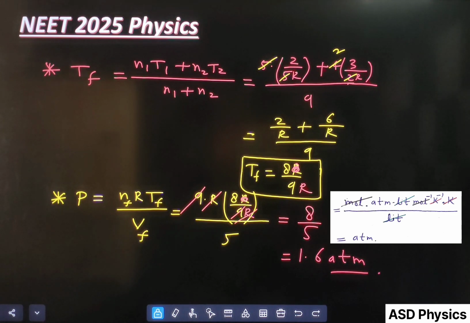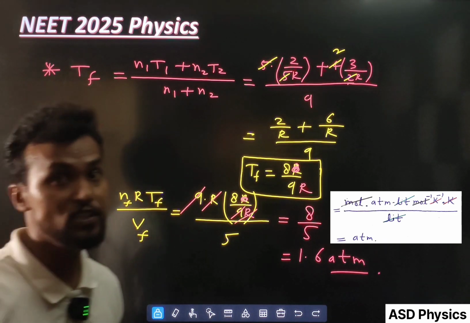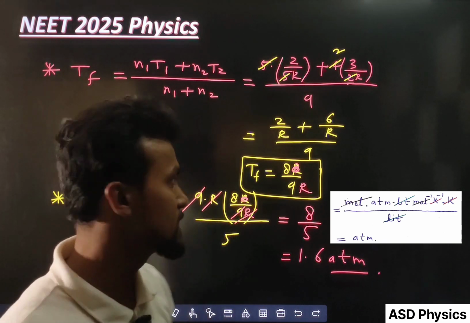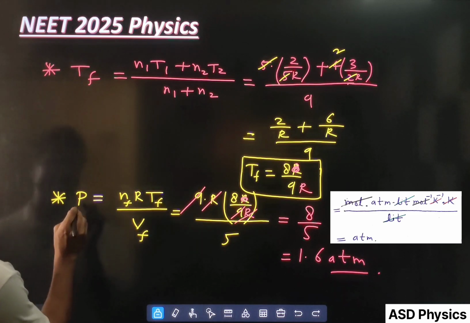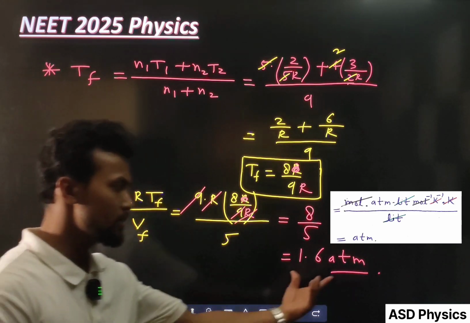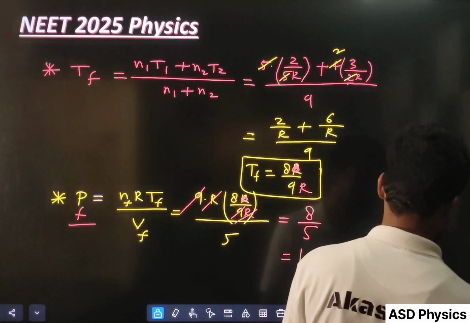So first we find out the temperature of the first chamber, the temperature of the second chamber, the final temperature when the wall is removed, and then we get the final pressure. And how much is coming here? 1.6 atm. Is it? Great.